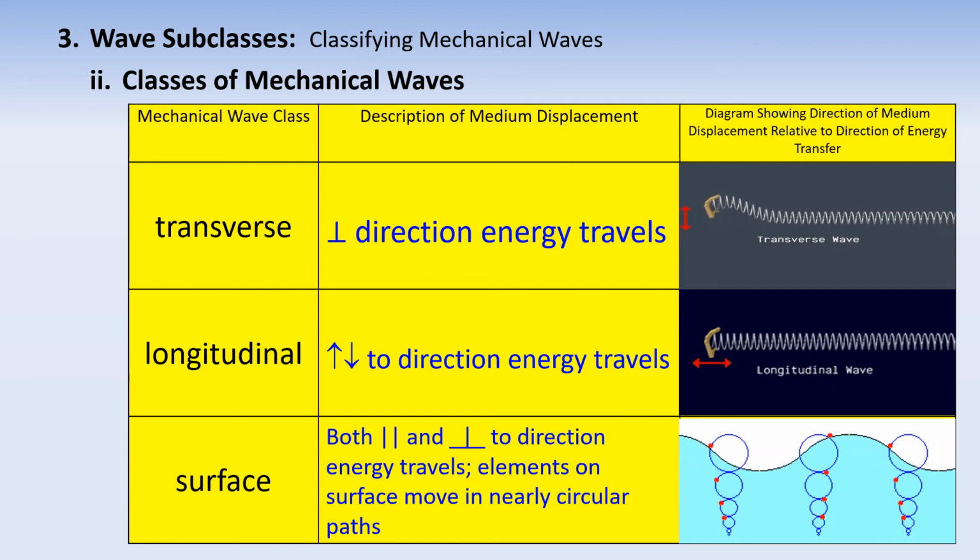And if you look here, this is a nice simulation. Take a look at the red particles on the surface of the wave. The wave is traveling from left to right in this diagram, but if you look at the motion of particles in the medium, let's say those red particles, they are moving in a circular path. That is, they are moving both in the same and opposite direction as the direction the energy travels, and perpendicular to the direction the energy travels. When you combine or superimpose these two motions, you end up with this circular motion.